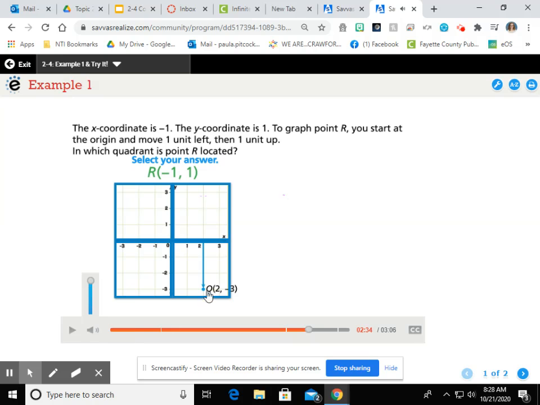Okay, so we already did this a little bit together. Which quadrant is R located in if we are going to the left 1, backwards 1, and then up 1? This is quadrant 2.